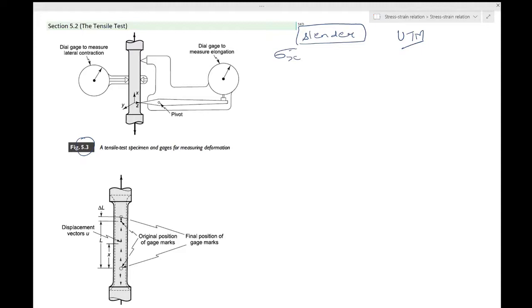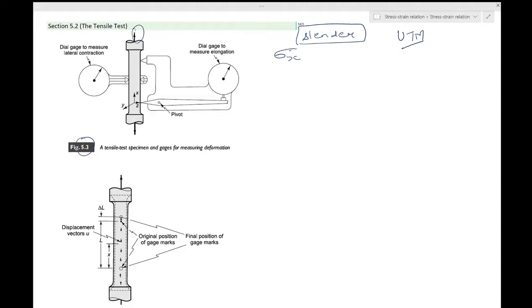You would just find the load at a given stage from this machine. That machine will give you the load, the force, and all you have to do is divide it by the cross sectional area of this specimen. Okay, now let's come to the strain.